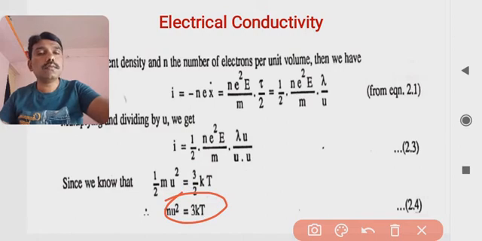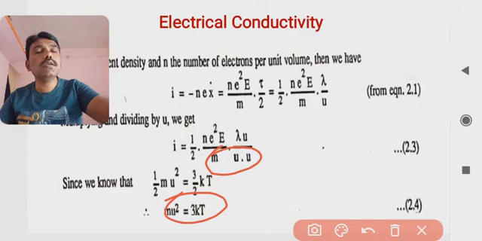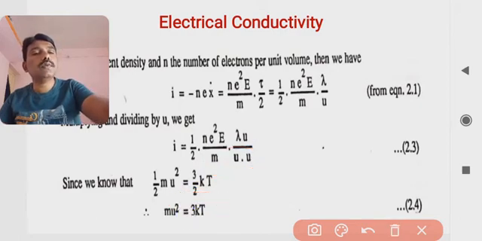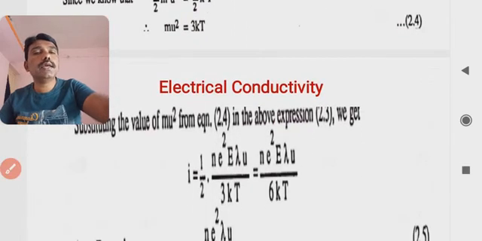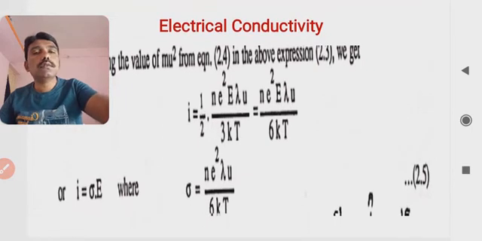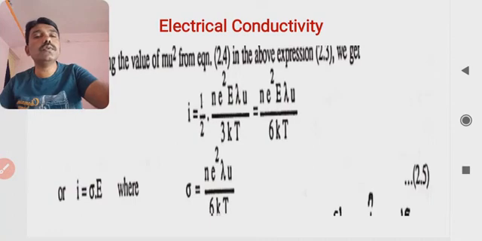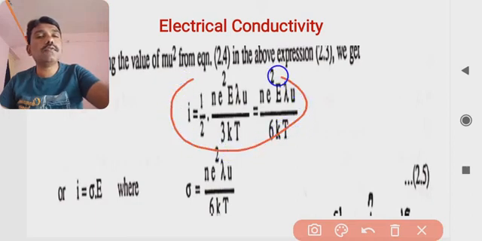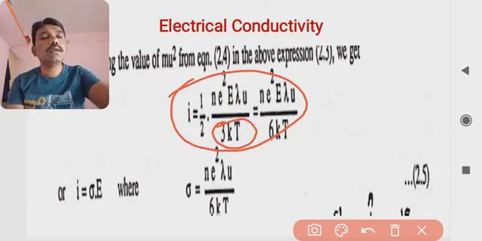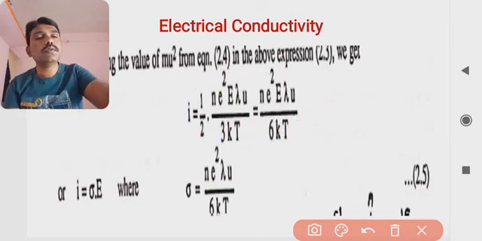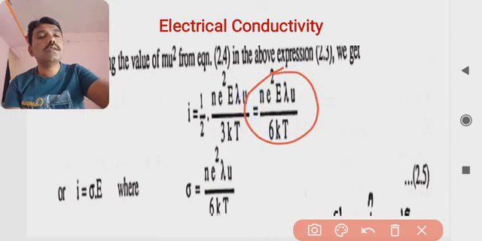Now mu square is here, which means in this place I can replace mu square with 3 kT, and that's why I can write the relationship like this. That gives the new relation, substituting the value of mu as I told you: I is equal to half n e square capital E lambda u divided by 3 kT. If we simplify further, 3 into 2 is 6, and so the new relation is I is equal to n small e square capital E lambda u divided by 6 kT.